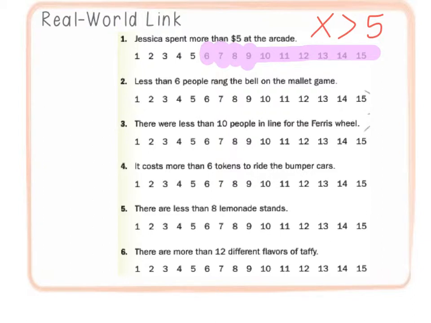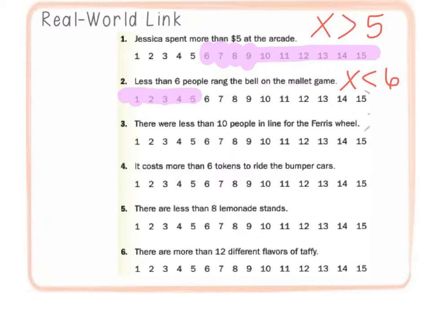Number 2: less than 6 people rang the bell at the mallet game. So it can't be 6, it's got to be less than 6. So 5 would work, 4, 3, 2, and 1, and so on. That could go on forever. All of these numbers would be less than 6. So if I was to write that, it would be x less than 6.